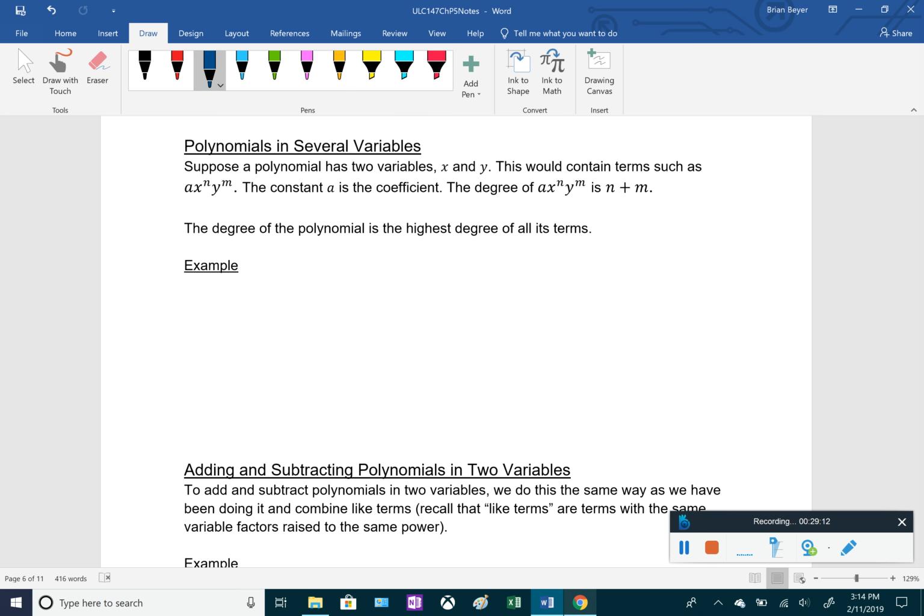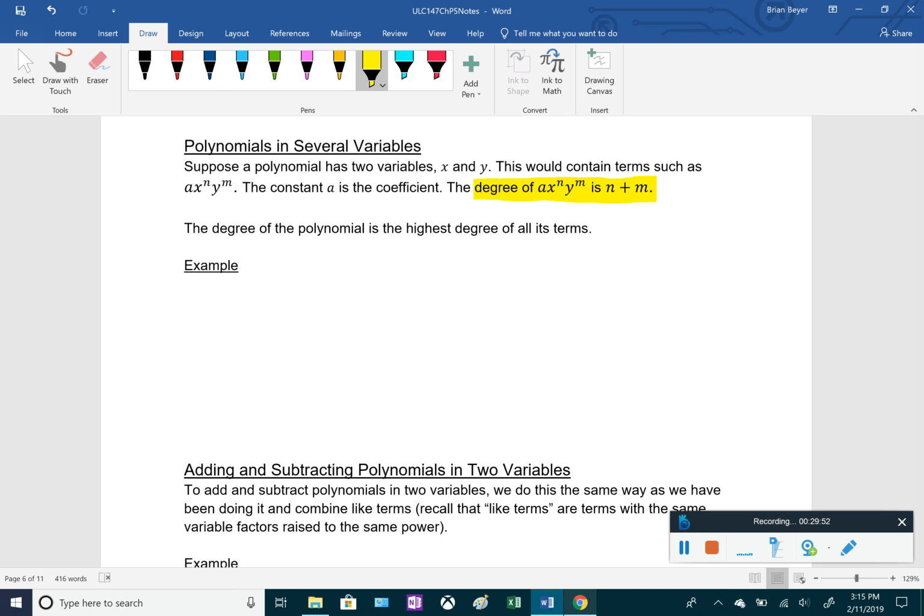Okay, and then for the last thing here, I think there are 2 more pages left. We're going to have polynomials with more than one variable this time. So let's say we're using x and y as our variables in our polynomial. It's going to have terms like a number a times x to the n times y to the m. The constant a is the coefficient here. And the thing to keep in mind, for the degree of a term with more than one variable, we have to add the degrees of the variables to get our total degree. And the degree of the polynomial is going to be the highest degree of all those terms.